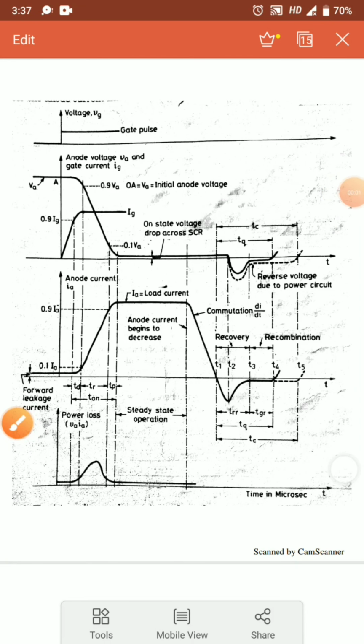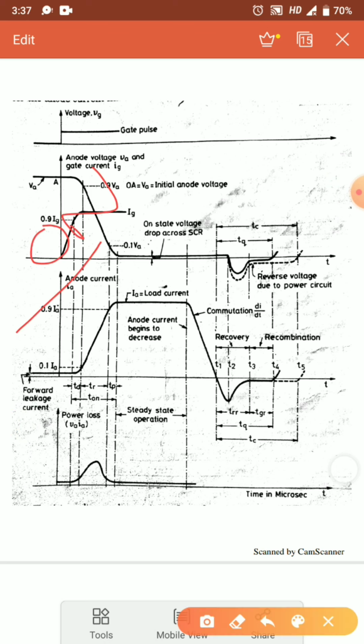Now we will start discussing the turn off time of an SCR, that is the turn off characteristics of an SCR. The SCR was initially conducting, and from conduction it will not directly come to the off state. For coming to the off state, it will take some time.